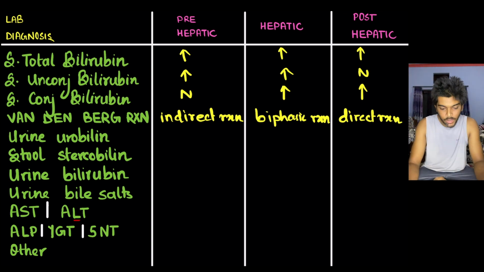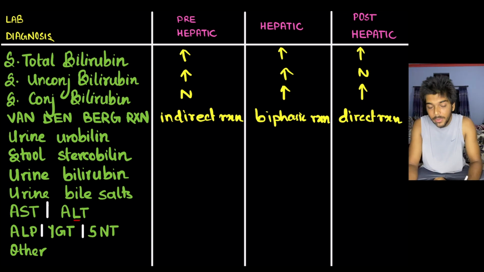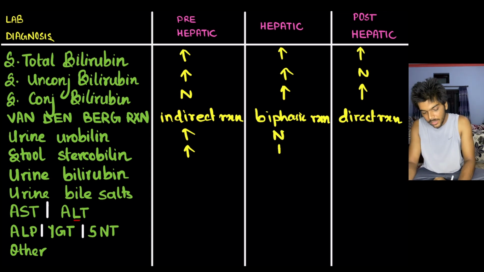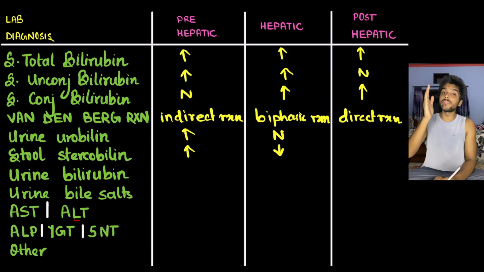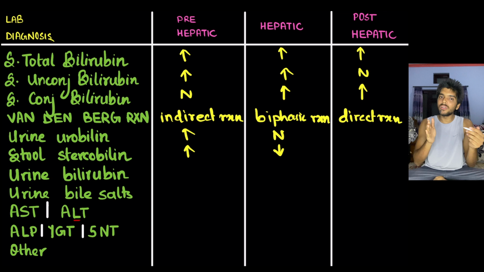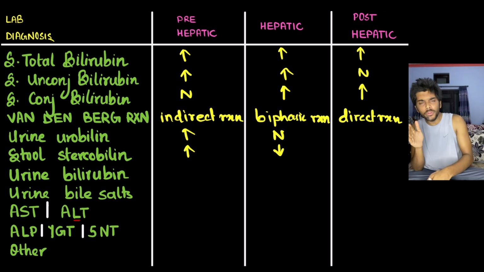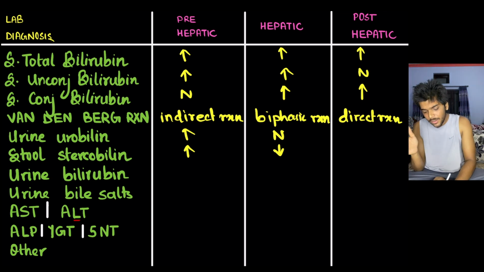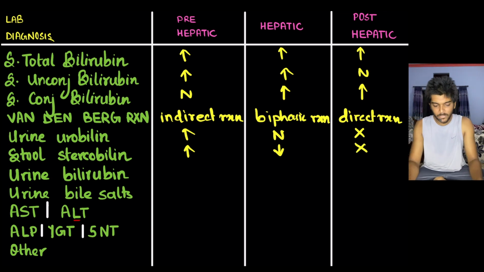Okay, now urine urobilin. In prehepatic jaundice, urine urobilin is increased, stool stercobilin is increased. In hepatic jaundice, urine urobilin is normal, stool stercobilin is low. In post-hepatic jaundice, due to obstruction to bile flow, nothing enters the duodenum. So there is no conjugated bilirubin in the duodenum, there is no urobilinogen in duodenum, so there is no urine urobilin, there is no stool stercobilin.